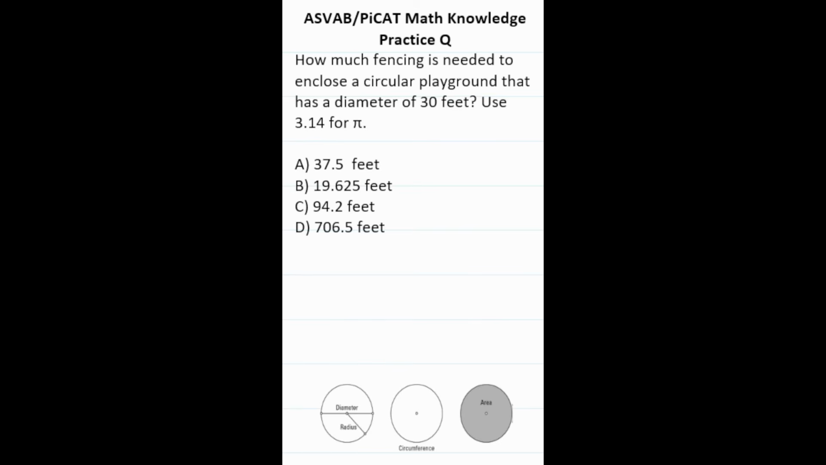ASVAB PiCAT math knowledge practice test question says how much fencing is needed to enclose a circular playground that has a diameter of 30 feet? Use 3.14 for pi. So for this problem, we're going to be finding the circumference of a circle. And there are two formulas you can use to do that. You can use circumference equals pi times diameter, or you can use circumference equals 2 pi r. Those are equivalent. In this case, we were given diameter, so we're going to use this one over here.